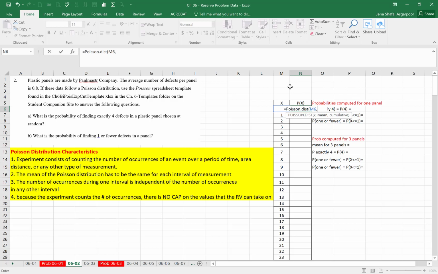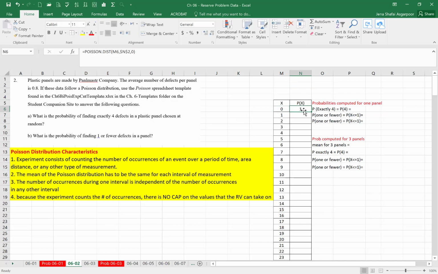Actually, let me fix the mean to be over here, so in case we want to change it. I want to fix the cell reference, and somehow it didn't fix the cell reference. Okay, I'm gonna try again. Okay, now it did. And then I do not want cumulative. I want the probability of exact value, so I'm going to put 0, or you can put false.